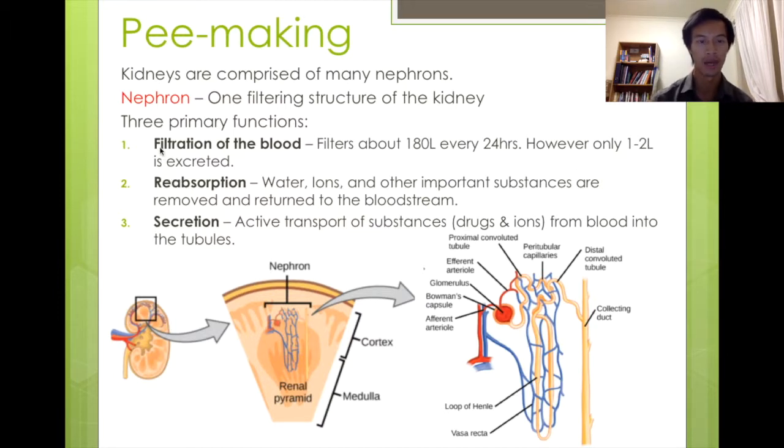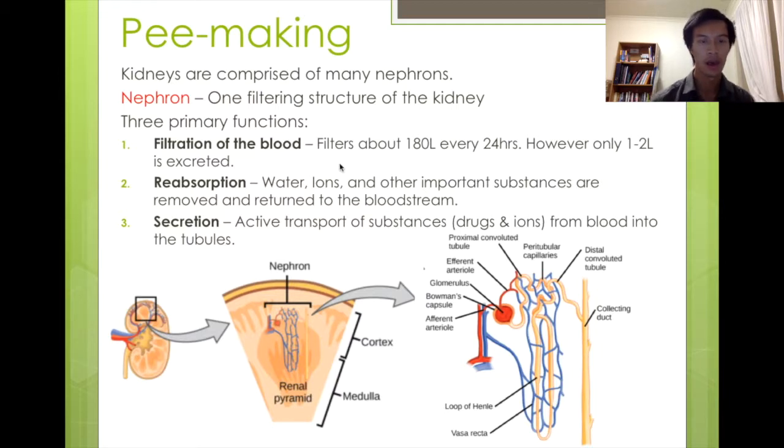Other than filtration of the blood, it is also involved in the reabsorption of water, ions, and excess substances that need to be returned back into the bloodstream. So things that have come out into the blood get reabsorbed by the nephron back into the blood to be used later on, especially in conditions where you need it more, for example when you're dehydrated and need more water back into your blood.